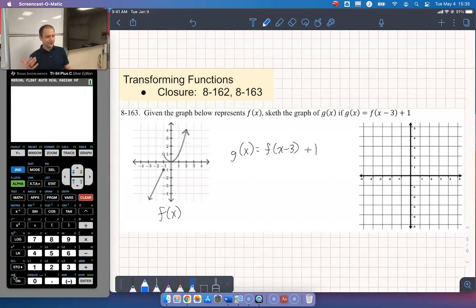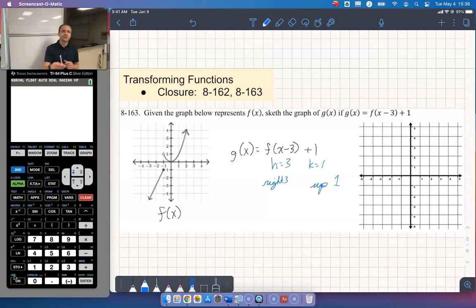So I really have to think, what is my h and what is my k? And in this case, my h is 3, which means I'm going to go to the right 3 units. And my k is 1, which means I'm going to go up 1 unit. So every point on my f of x graph is going to go to the right 3 units and up 1. And really, I have two shapes. I have a ray, and I have part of a parabola, a piece of a parabola.